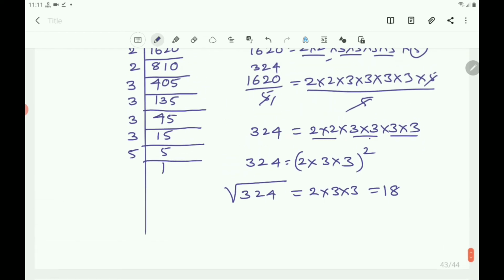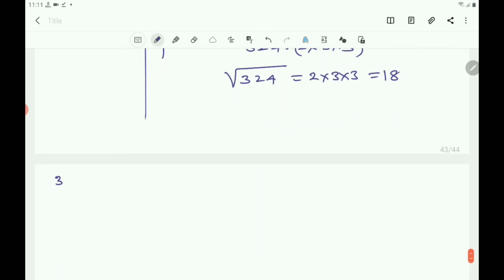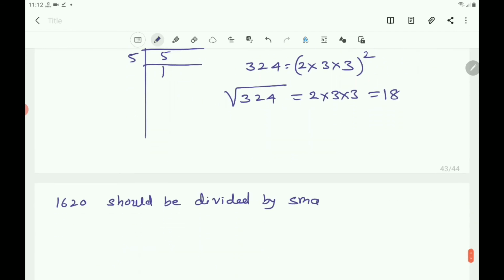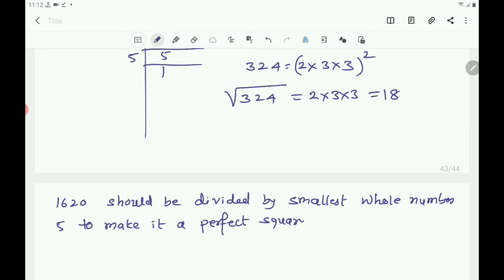So 1620 should be divided by the smallest whole number 5 to make it a perfect square.